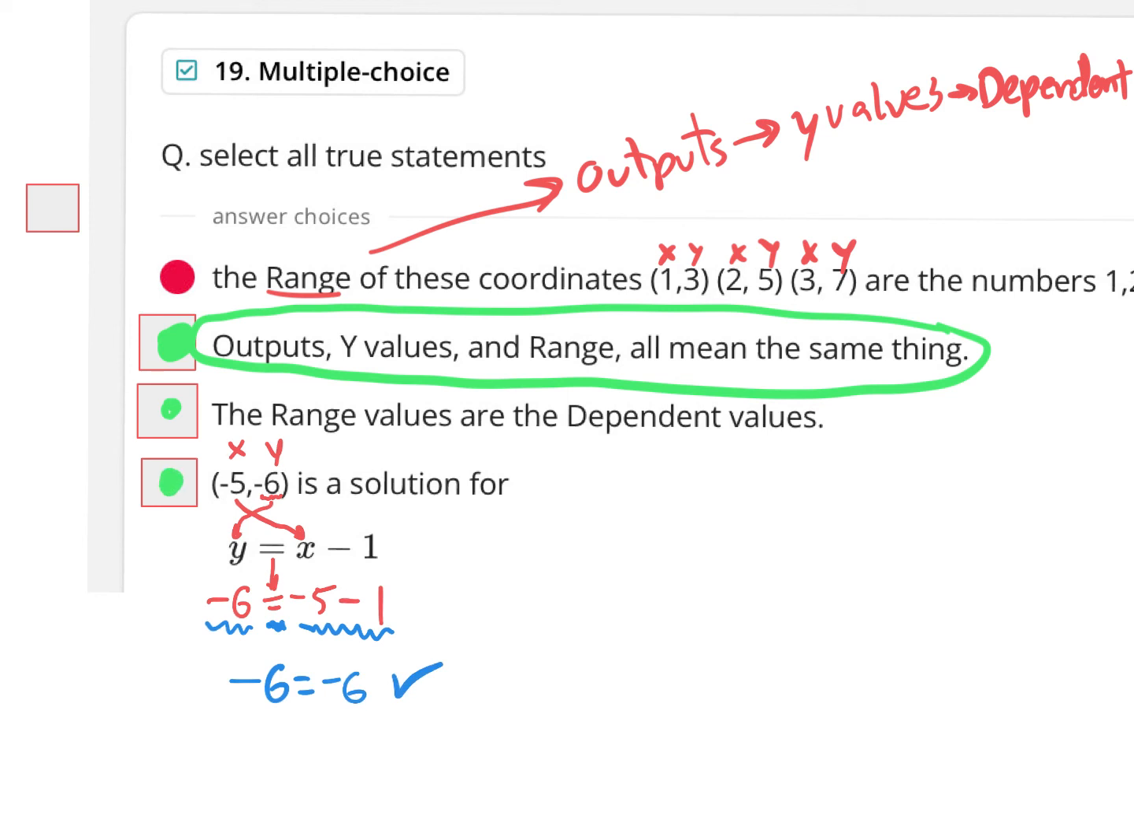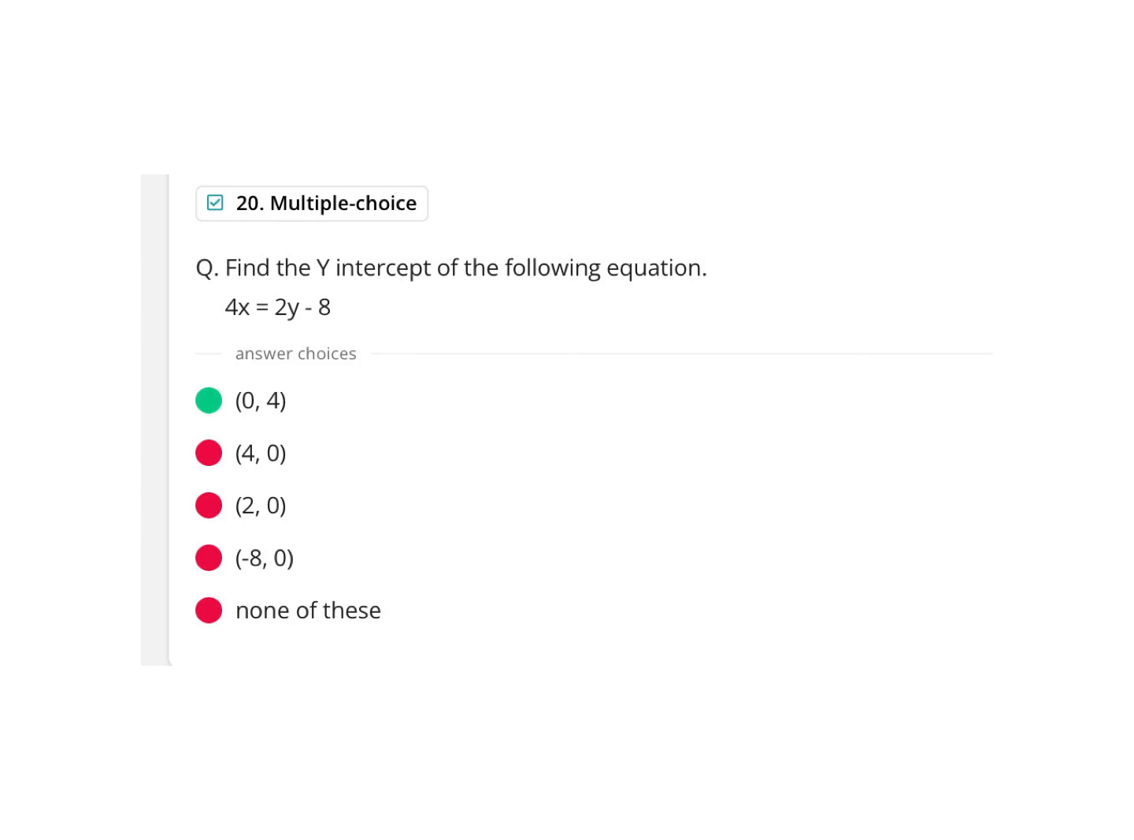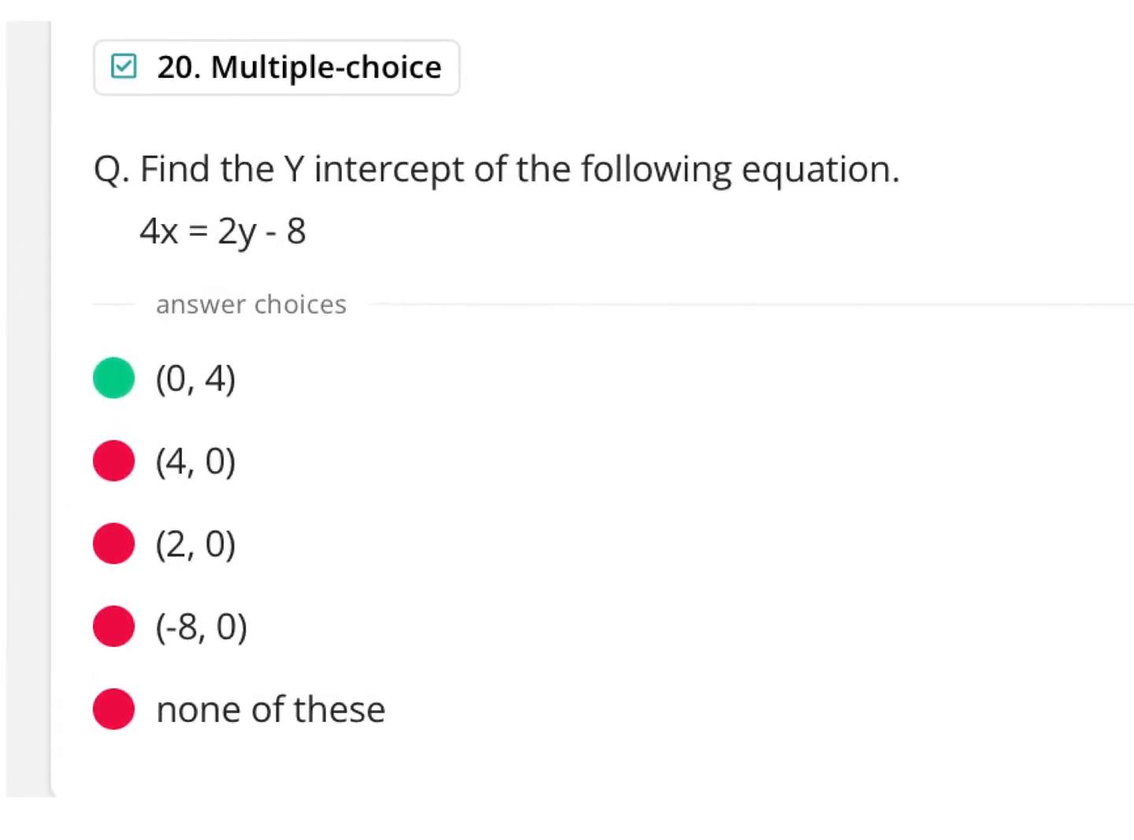So you would select these three, you wouldn't select the first one, and that would be the solution to this problem of selecting all true statements. Let's go to our last question. It says find the y-intercepts of the following equation.